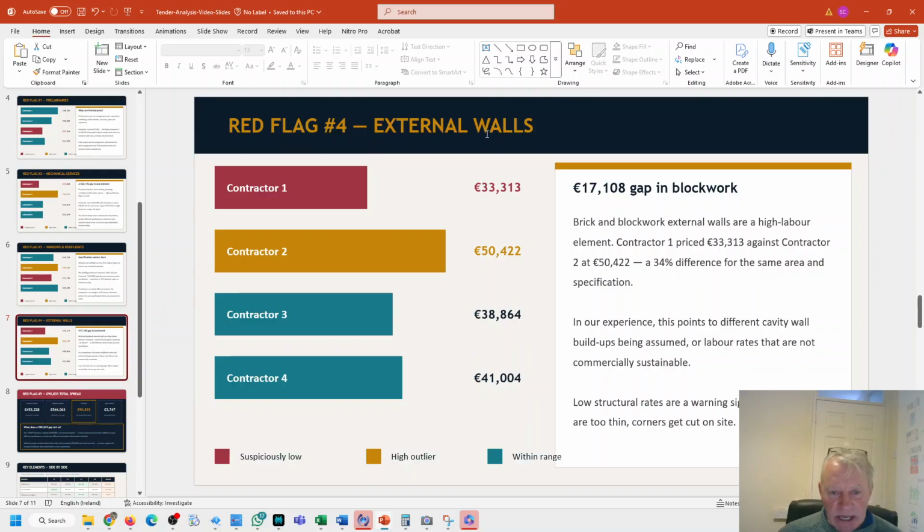Next red flag, external walls, brick, block. No matter how high you see it in tenders, it always seems to cost more. Just one of those things that goes up. So while I would look at this and go, these guys are all grouped and this guy's high, subcontractors could be higher, and that's just the reality of it.